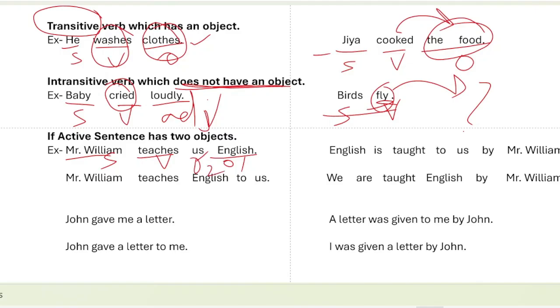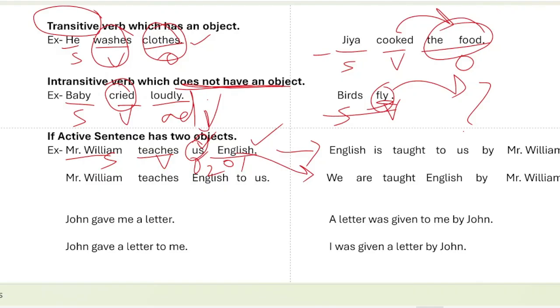Now in these kind of sentences you can make your passive voice with object 1 also and with object 2 also. Correct? Now if you see the example passive voice here, if you take object 1 as your subject, so English is taught to us by Mr. William, right? Now if you take object 2 as your subject, then we are taught English by Mr. William.